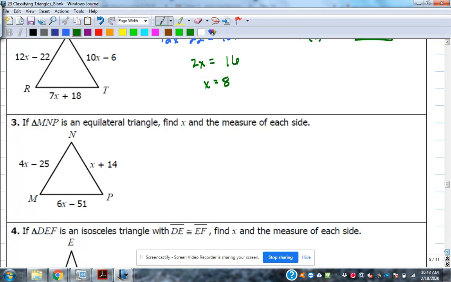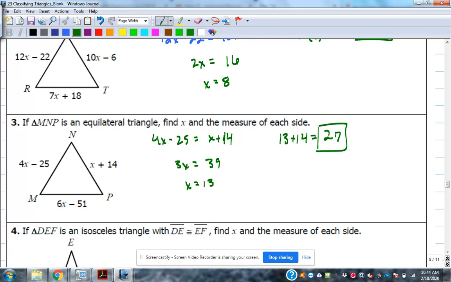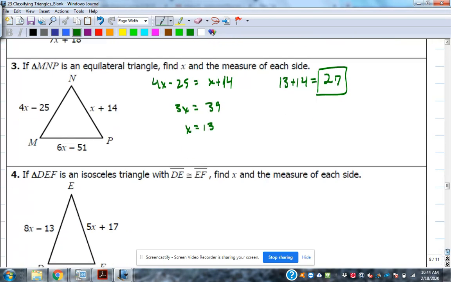Number 3 is also equilateral. Find x and the measure of each side. Do the same thing, right? Yeah, that's what. We set those two equal to each other. 3x equals 39. X is equal to 13. And then 13 plus 14 is 27. Whatever. Meters, feet, something. Easy stuff. All right, let's get to number 4.